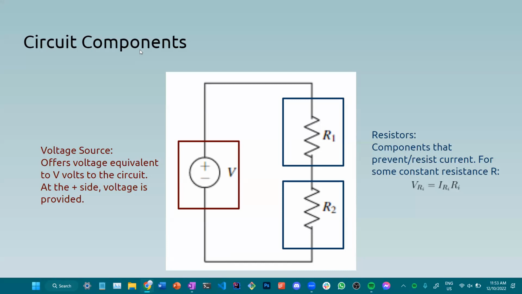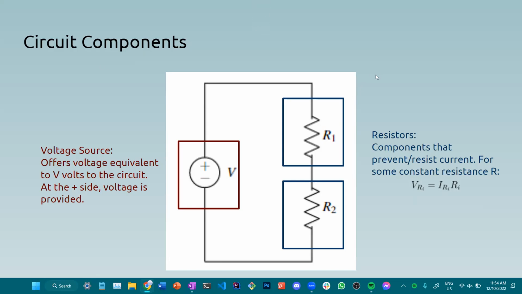So once again, a voltage source is a source of voltage where it offers voltage equivalent to V volts on the circuit as labeled on your diagram. And it is very important, once again, to note that the voltage of a voltage source is supplied from the positive side of the source, and the voltage goes all the way across the circuit to the negative side. I, for some reason, made a lot of that mistake, so I like to note that as well. Meanwhile, here are also resistors, which are components that prevent or resist current. For a resistor with some constant resistance, we can see a famous equation called Ohm's law, where the voltage across your resistor is equal to the current across your resistor times the resistance itself.